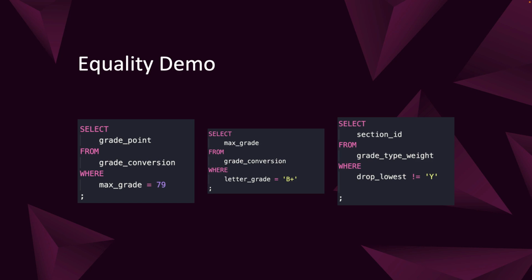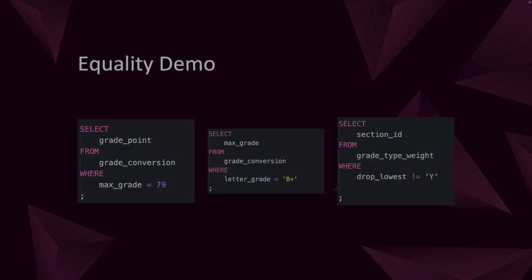So here we have a couple examples of doing equality checks using a select query. We have select grade point from grade conversion, where max grade is equal to 79. So this is going to get all the grade points that have a max grade of exactly 79. We're going to select all the max grades this time from the same table grade conversion, but this time we're going to select the max grades where the letter grade is equal to B+. And then we'll do select section ID from grade type weight, where the drop lowest value is not equal to Y in single quotes. So when we're doing a comparison with an equality of a string, we use the single quotes on those text values, so varchar, text, etc.